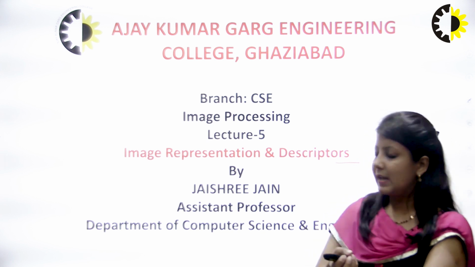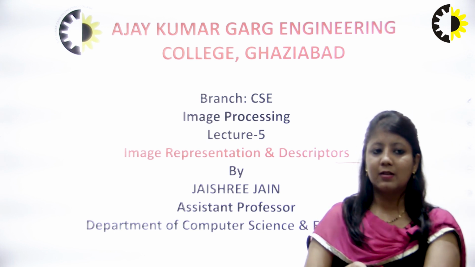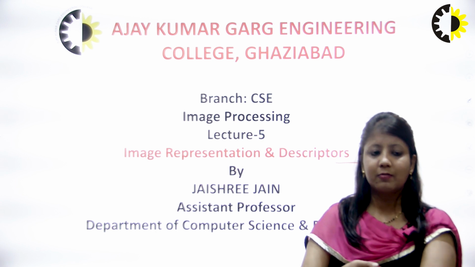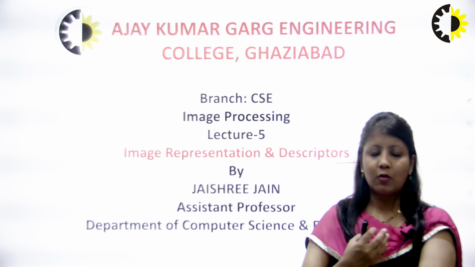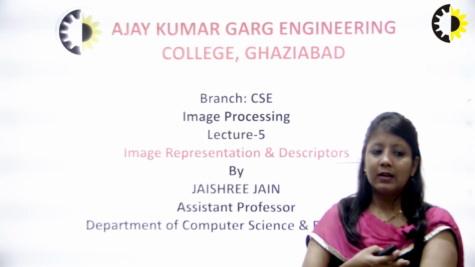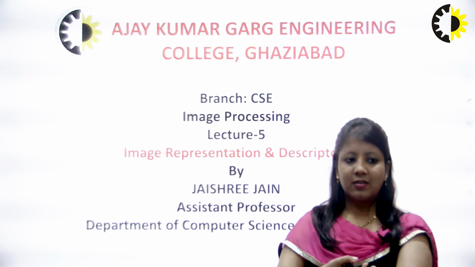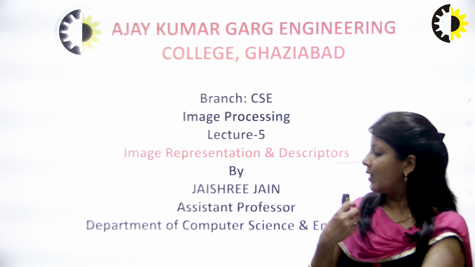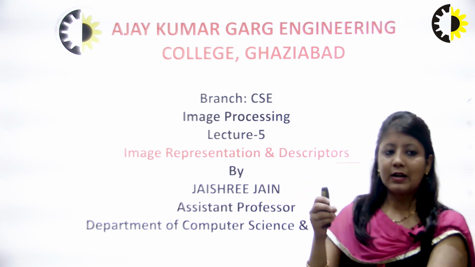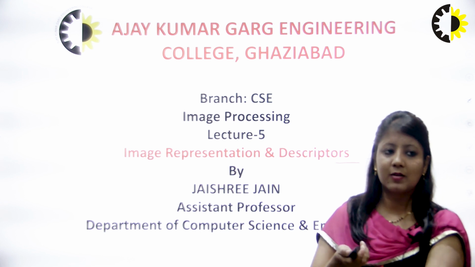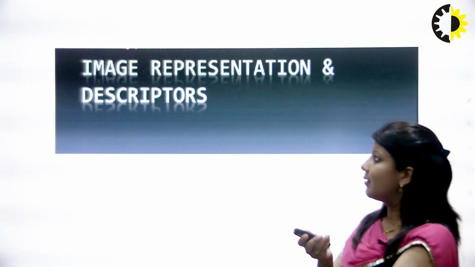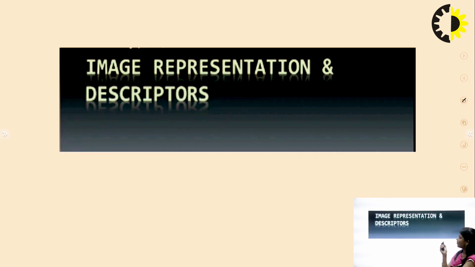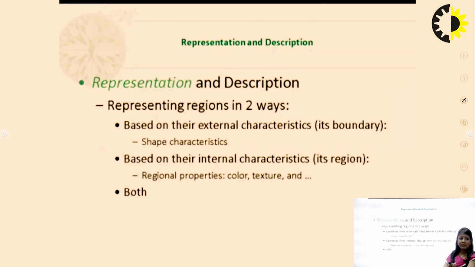So, as the name says, image representation and descriptors, we have to use different descriptors so that we can identify the information, meaning object shape or color and texture and all that. There is different information, so with the help of descriptors we can find out the information of the different objects. Now we will understand about image representation and descriptors.